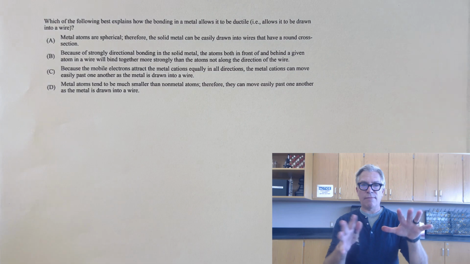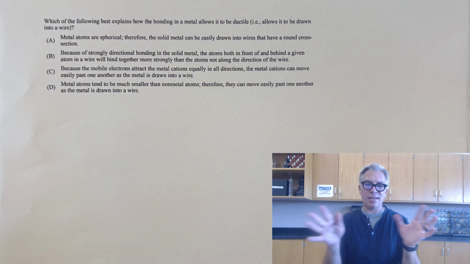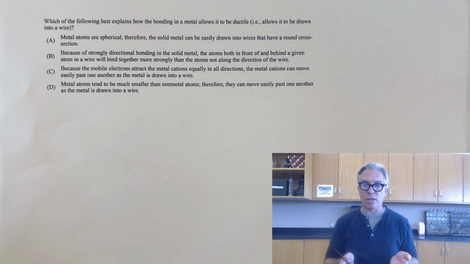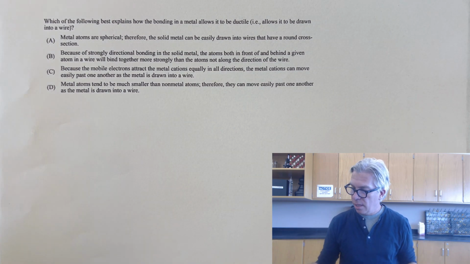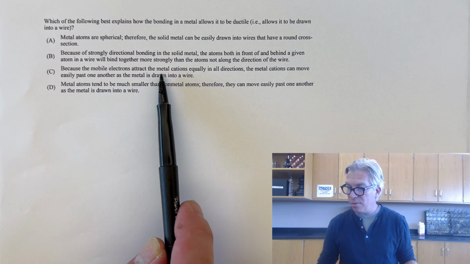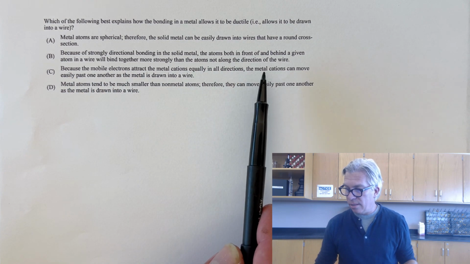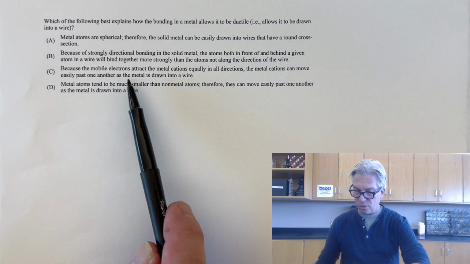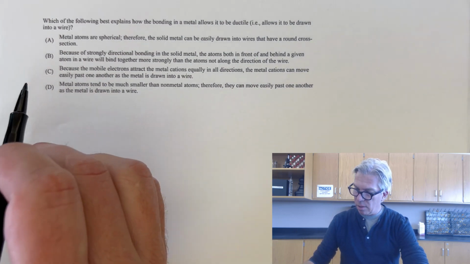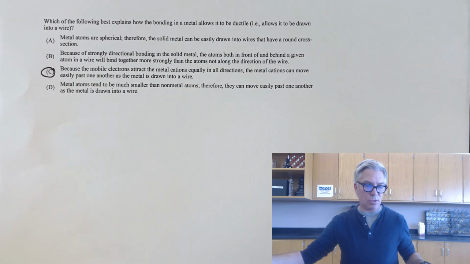Those electrons are free to move throughout the sample, and they're going in all directions. So the metal cores are equally attracted in every direction to those electrons. And here we have C, because mobile electrons attract the metal equally in all directions. The metal cations can move easily past one another as the metal is drawn into a wire. And the size doesn't matter there. So yeah, letter C is our answer on that one.